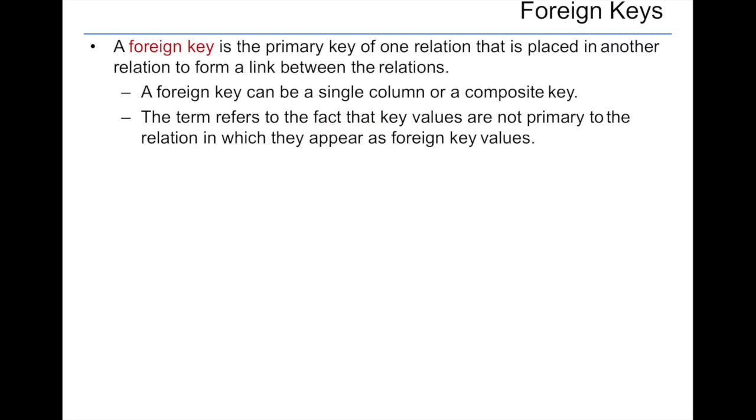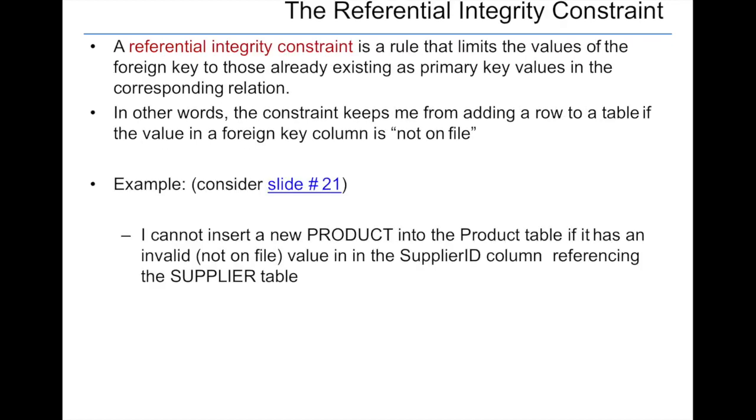Okay, a foreign key is a primary key of one relation that is placed in another relation to form a link between the relations. A foreign key can be a single column or a composite key. The term refers to the fact that the key values are not primary to the relation in which they appear as foreign key values. A referential integrity constraint is a rule that limits the values of the foreign key to those already existing as primary key values in the corresponding relation.